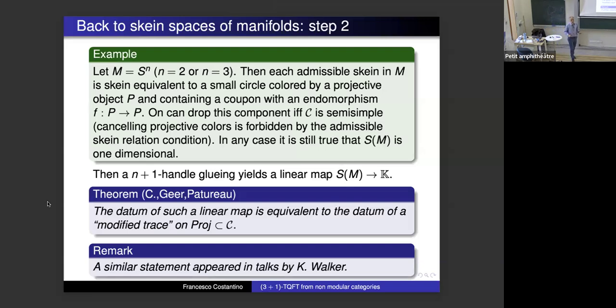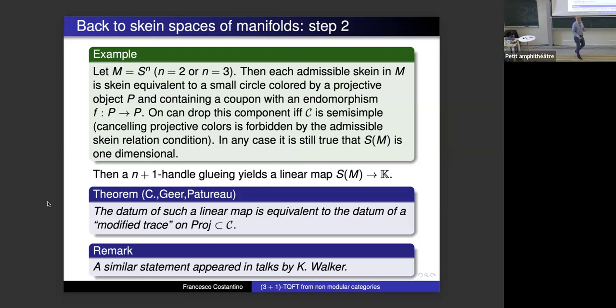But as I said before, you cannot go easier than that, because in general you cannot drop such a circle unless the category is semi-simple, because the trivial object is projective, so you're allowed to do anything you want. But if the trivial object is not projective, you cannot drop this kind of thing. So that's where you stop in general in the non-semi-simple case.